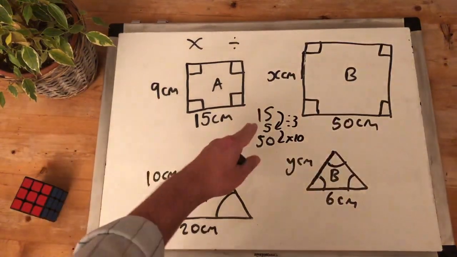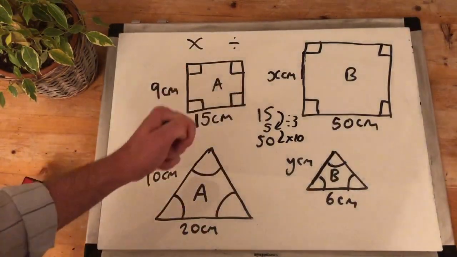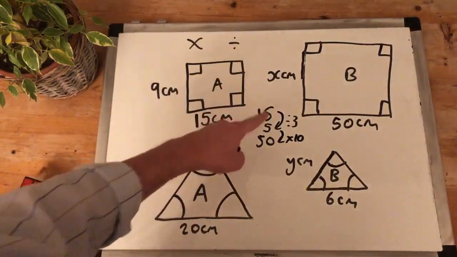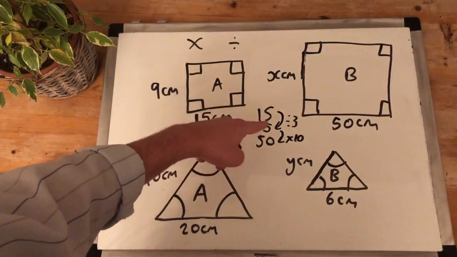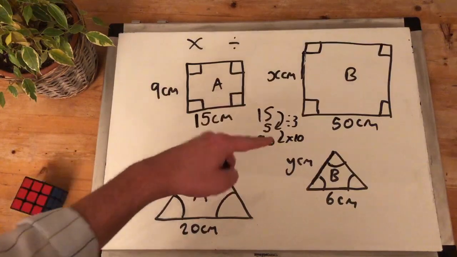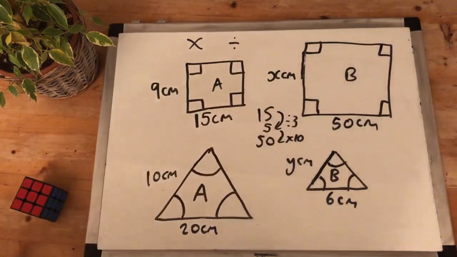So we've taken a pit stop at 5, a little break, a detour at 5. We've said to get from 15 to 50 is too tricky. So I'll work out how to get from 15 to 5 and then how to get from 5 to 50. And we've said divide it by 3, times it by 10.